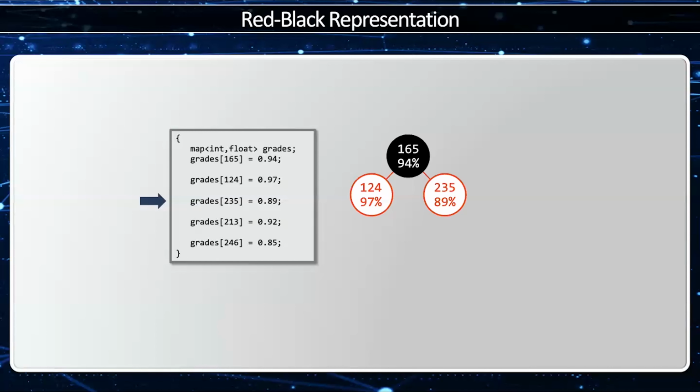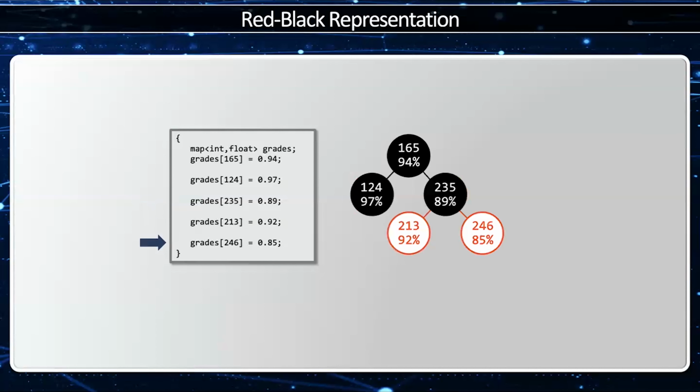Now, notice in each node, there's going to be two components. There's going to be the key, the integer 235, and the value, 89% in this case. Now, when I go 213, 213 is to the right of 165 and to the left of 235, but I'm going to have to recolor my red-black tree. So 124 and 235 will become black, and 165 will become red, and then it'll become black again. And then I say 246, it goes to the right. Okay, so the super important thing to notice here is we have a BST, and every node is going to have two different components, the key and the value. And we always sort based on the key, and the value is just along for the ride.